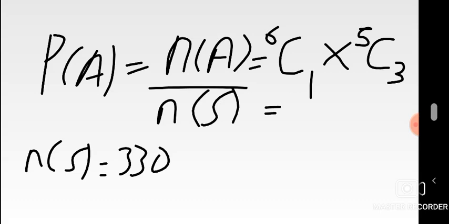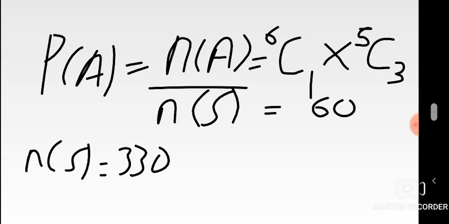Okay, that's your 6 combination 1, it gives you 6, times 5 combination 3 gives you 10. So this gives you 6 times 10 is 60. By the way, that's the total you get there. That's your NA. This qualifies as your NA. That's how you get it.